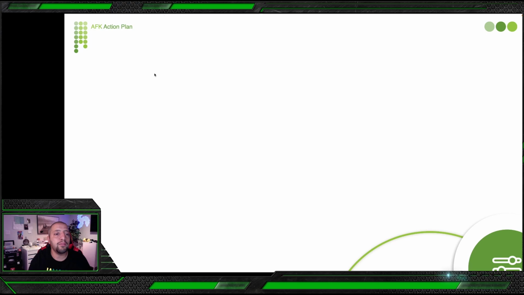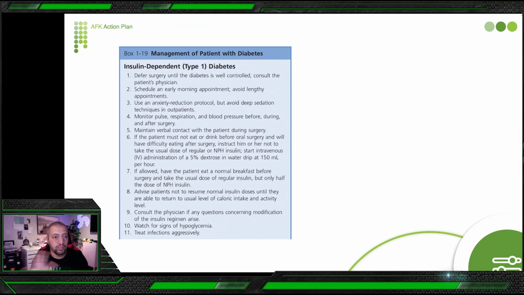So let's wrap up the management for this patient, two types of patient. So we have insulin dependent type 1 and type 2. For type 1, defer surgery until diabetic is well controlled. Consult with physician. Schedule early morning appointment. Avoid lengthy appointments. Use an anxiety reduction protocol and avoid deep sedation technique in outpatient.